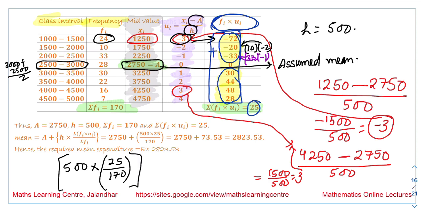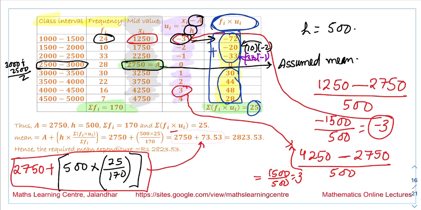How much have we reduced this xi? It is by the value a, and a is equal to 2750. So we are adding 2750 to this value, and whatever answer we obtain by solving these calculations, which are shown over here, is the answer obtained on solving this expression. It is 2823.53. So this is the value of the mean that we have.